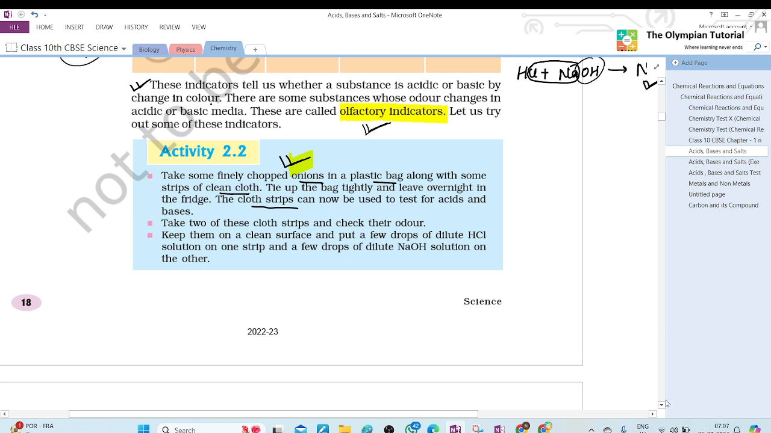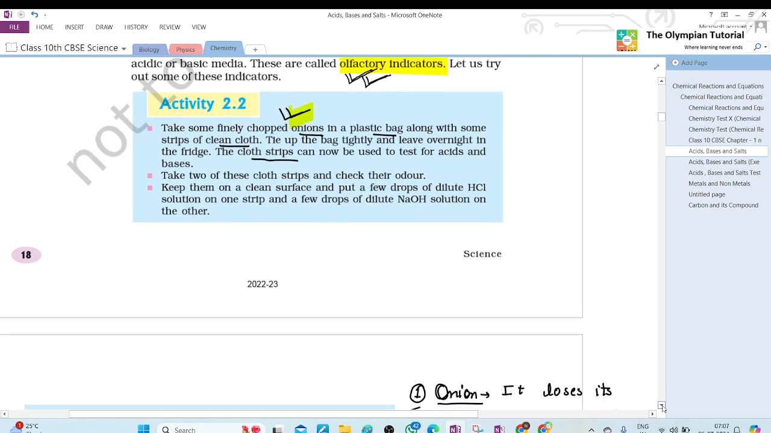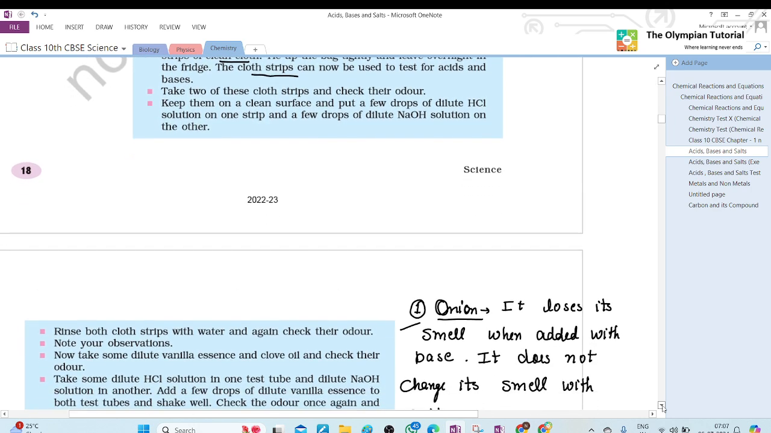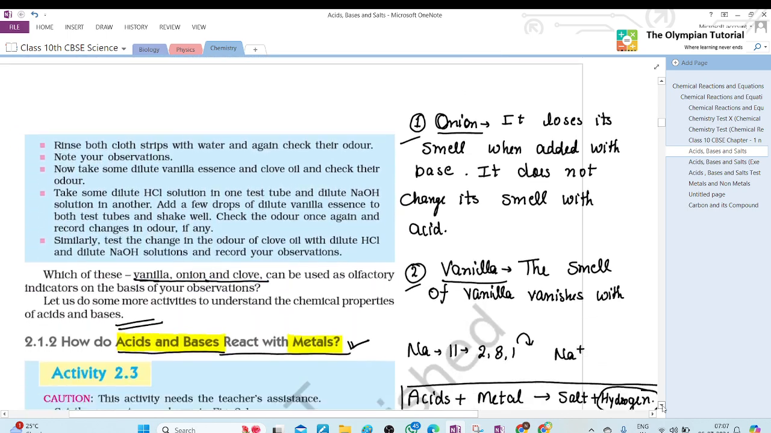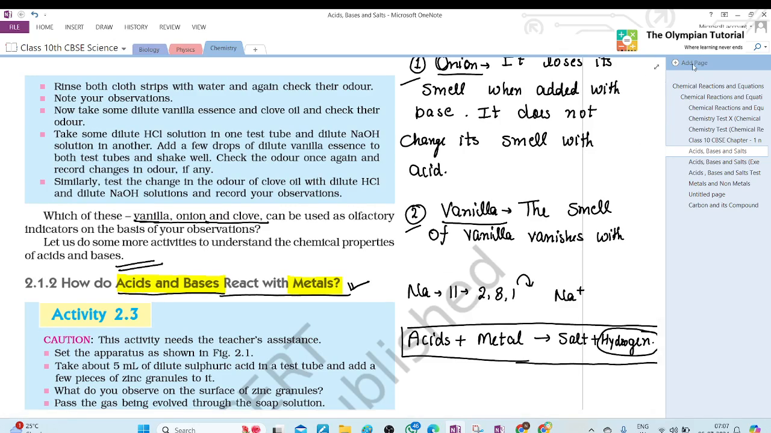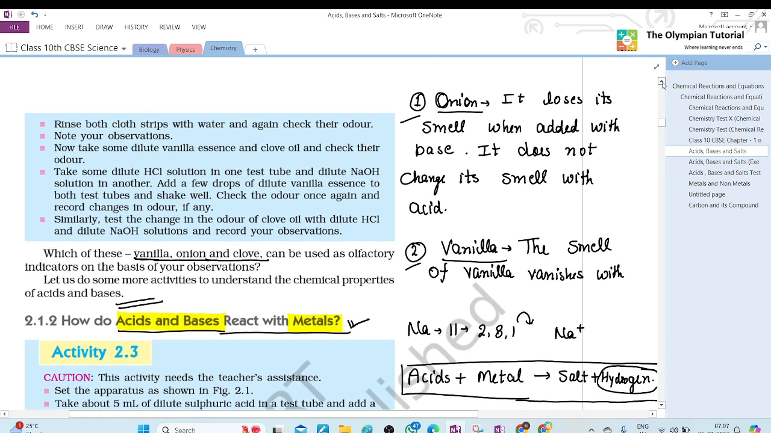Tanya, can you tell me the meaning of olfactory? Ma'am, they are acid-base indicators which detect the presence of an acid or base in a solution with a change in odor or smell. Actually, olfactory indicators indicate the presence of acid and base depending on the smell. Okay, these are known as olfactory indicators. Clear? Yes, ma'am.